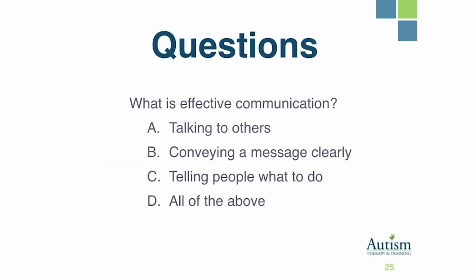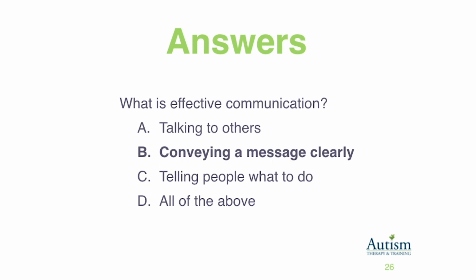What is effective communication? A, talking to others. B, conveying a message clearly. C, telling people what to do. D, all of the above. And the correct response is B, conveying a message clearly.